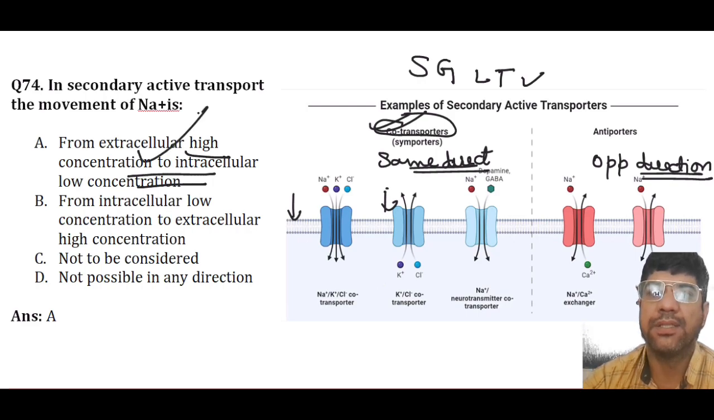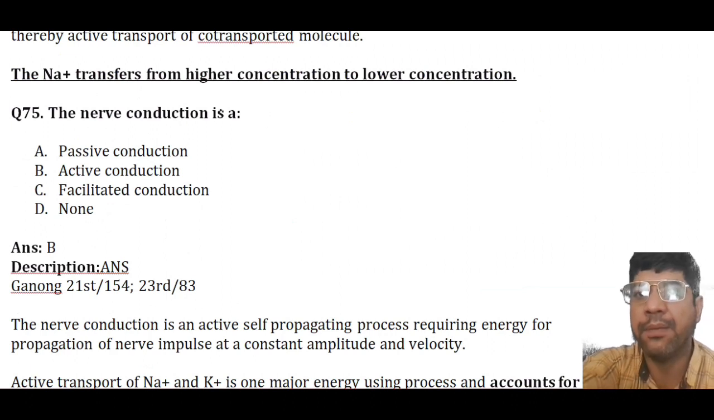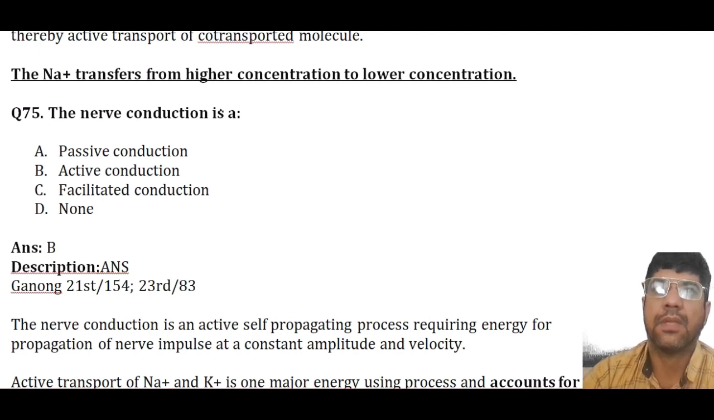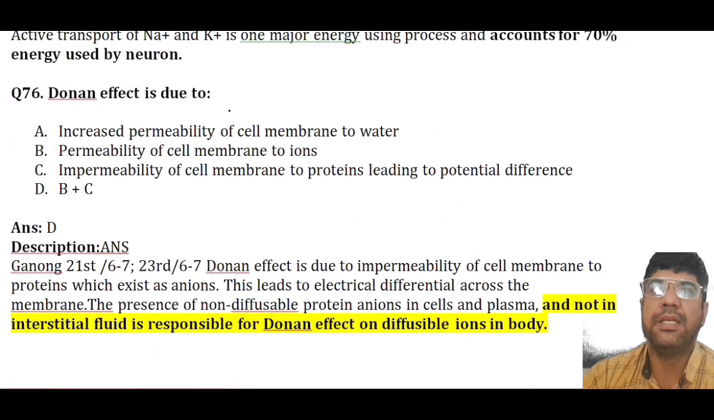Nerve conduction is an active self-propagating process that requires energy for the propagation of nerve impulses at constant amplitude and velocity. The active conduction is facilitated by the movements of ions, specifically sodium and potassium, across the cell membrane. Donnan effect is due to, answer is D. We have already discussed this question before.